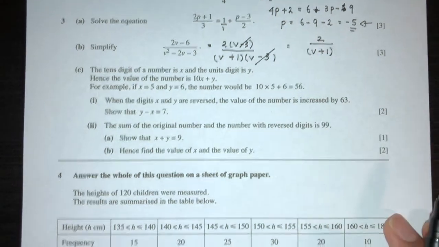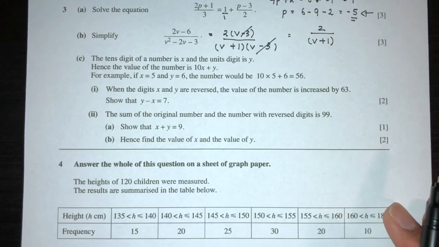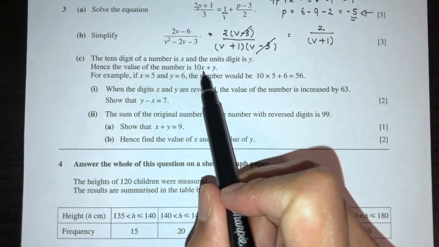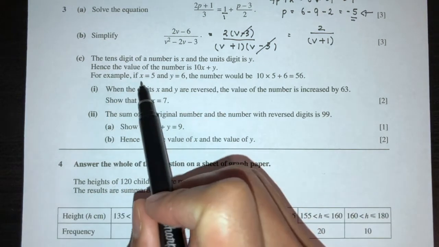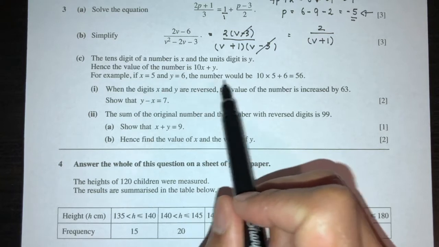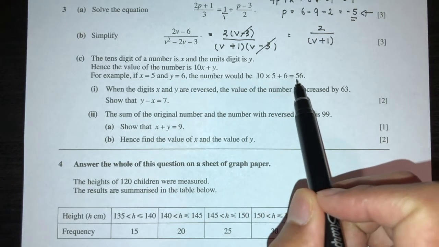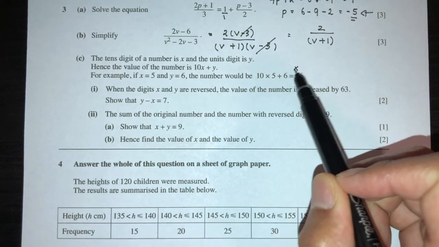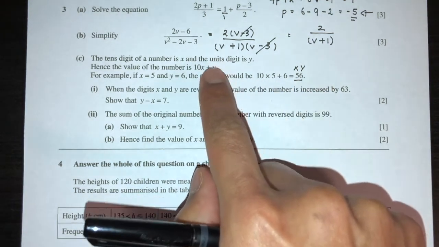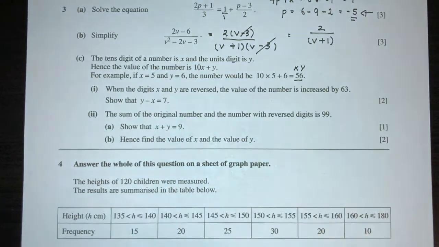Okay. Now for part C, the tens digit of a number is x and the units digit is y. Hence the value of the number is 10 times x plus y. For example, if x equals 5, y equals 6, the number will be 10 times 5 plus 6, which is 56. This is xy. So this is the example to explain what is given above.